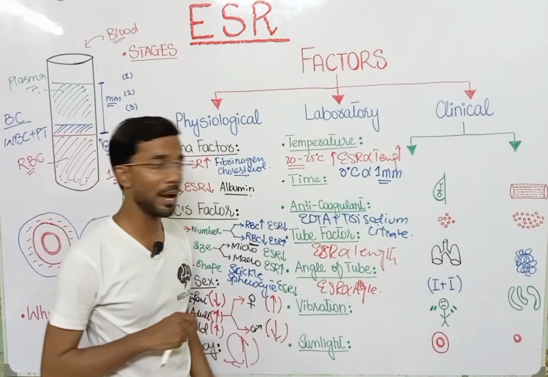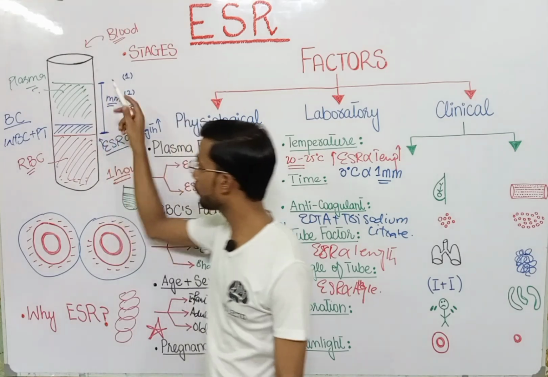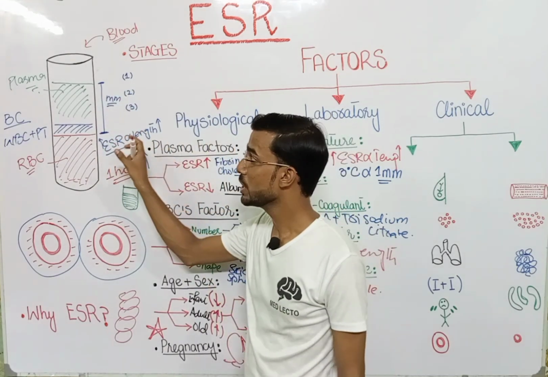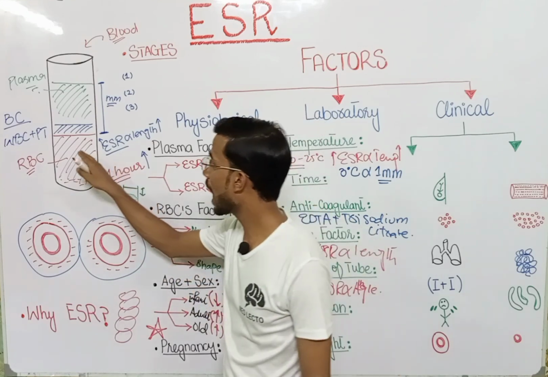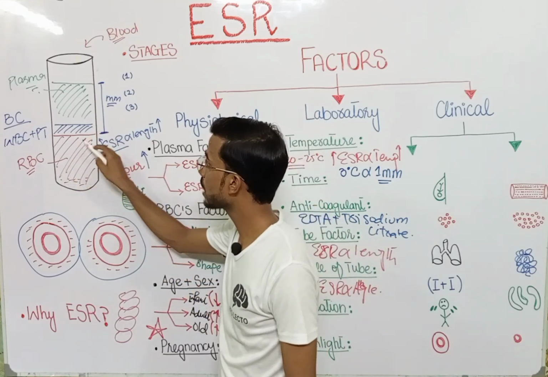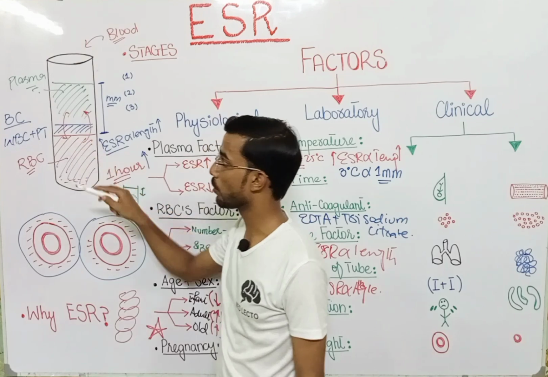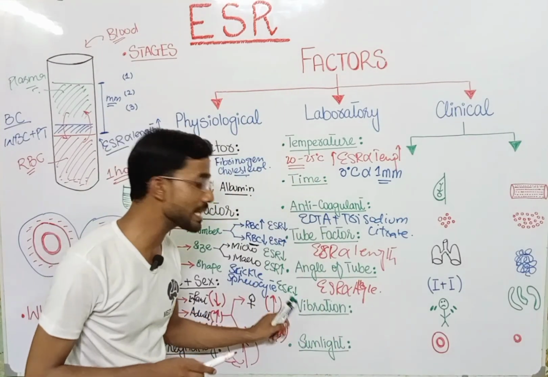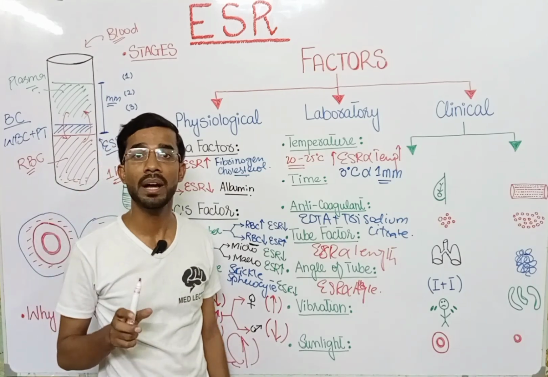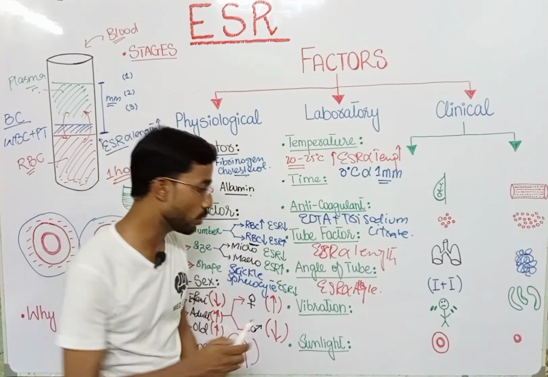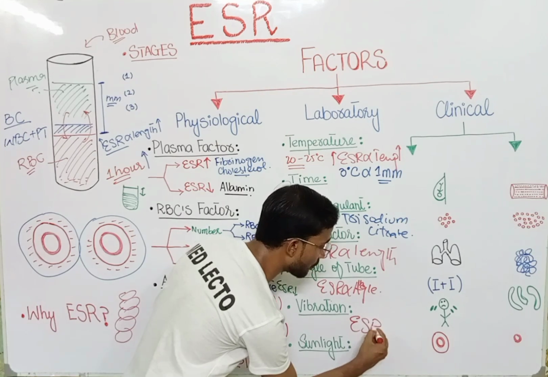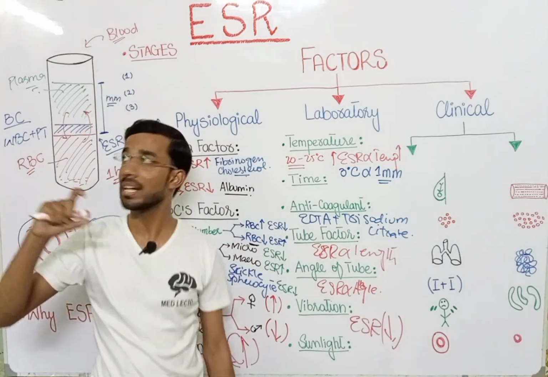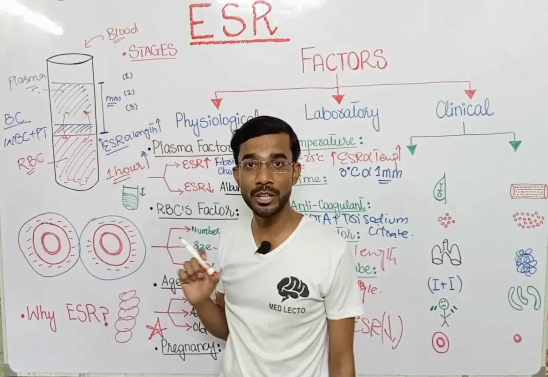Okay. Next is vibration. When you see the formation of these three different layers and we suddenly shake this vial, what will happen? The RBCs that have settled down will start moving upward and again downward. It means that the ESR will be disturbed. So if we vibrate the tube, the ESR will be reduced, because the RBCs start moving upward and the length of the top of the vial will reduce.